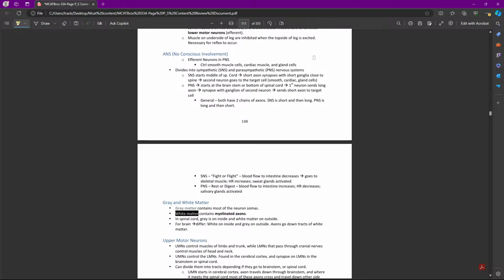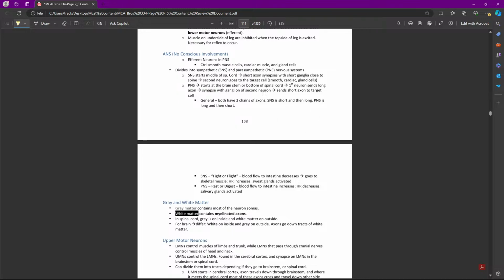The autonomic nervous system is the automatic nervous system that we have no control over consciously. It works through efferent neurons and the peripheral nerves that control smooth muscle, cardiac muscle, and gland cells. It can be divided into sympathetic and parasympathetic. The sympathetic nervous system controls fight or flight and stress responses. The parasympathetic controls rest and digest, so it regulates from the brainstem to the bottom of the spinal cord.